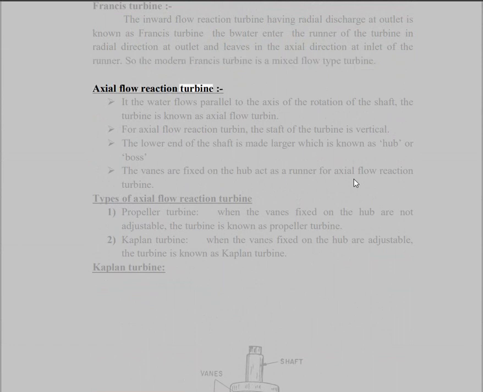Axial flow reaction turbine. If the water flows parallel to the axis of rotation of the shaft, the turbine is known as axial flow turbine. For axial flow reaction turbine, the shaft of the turbine is vertical. The lower end of the shaft is made larger, which is known as hub or boss. The vanes fixed on the hub act as a runner for axial flow reaction turbine.